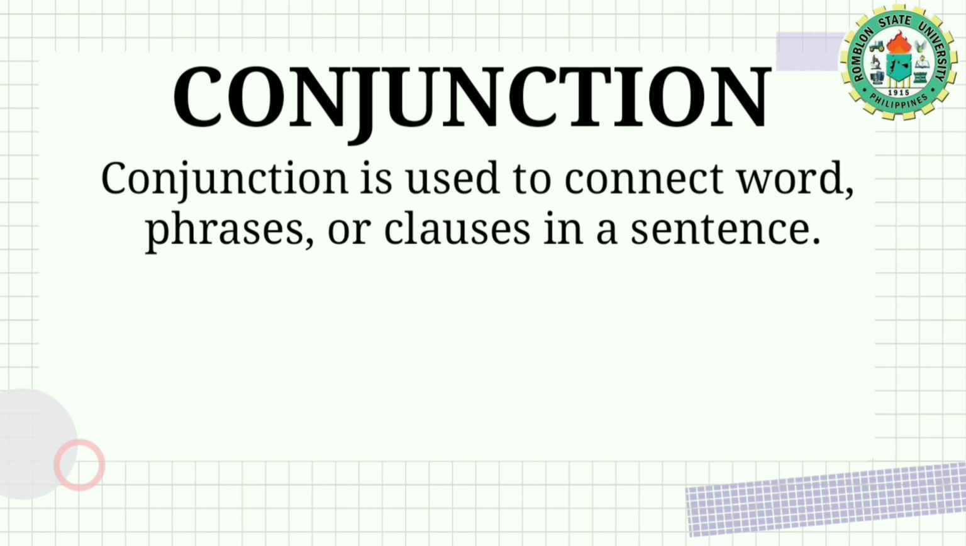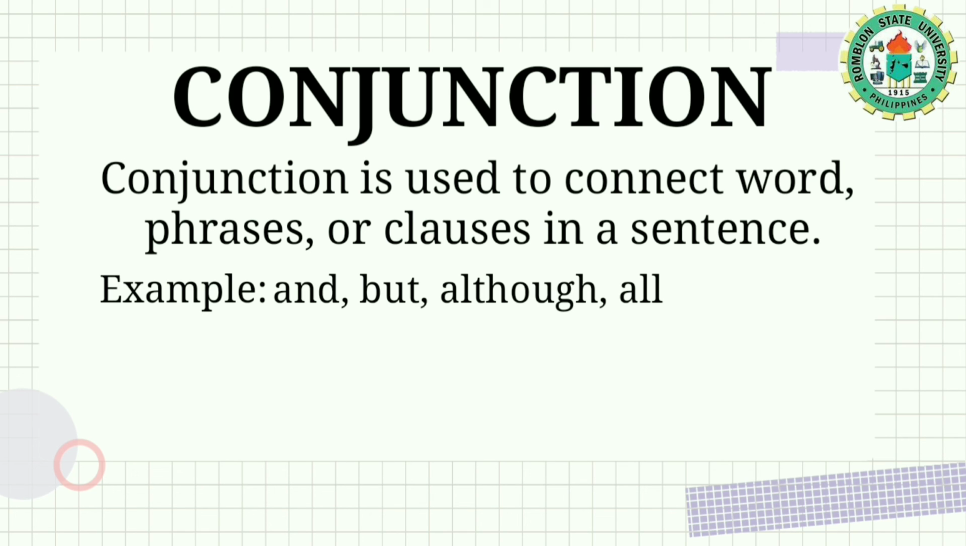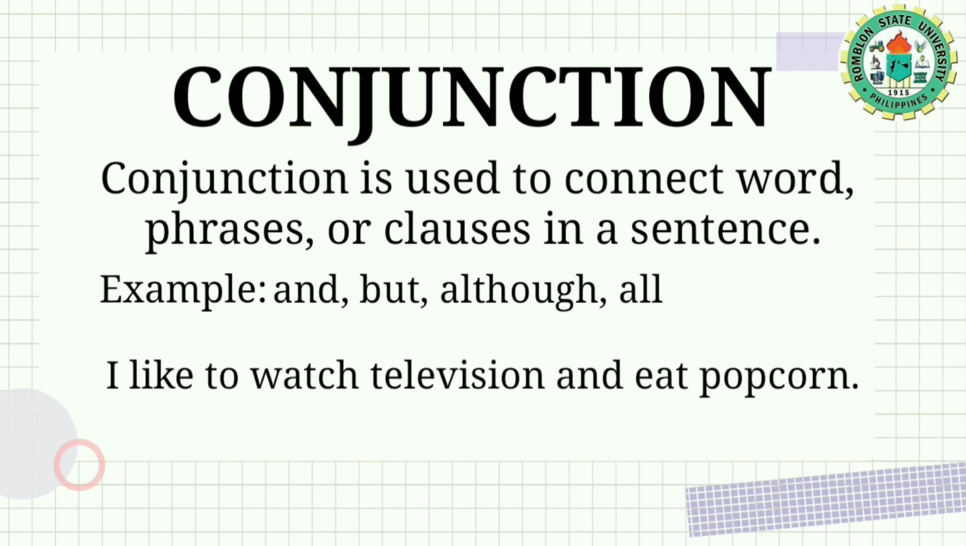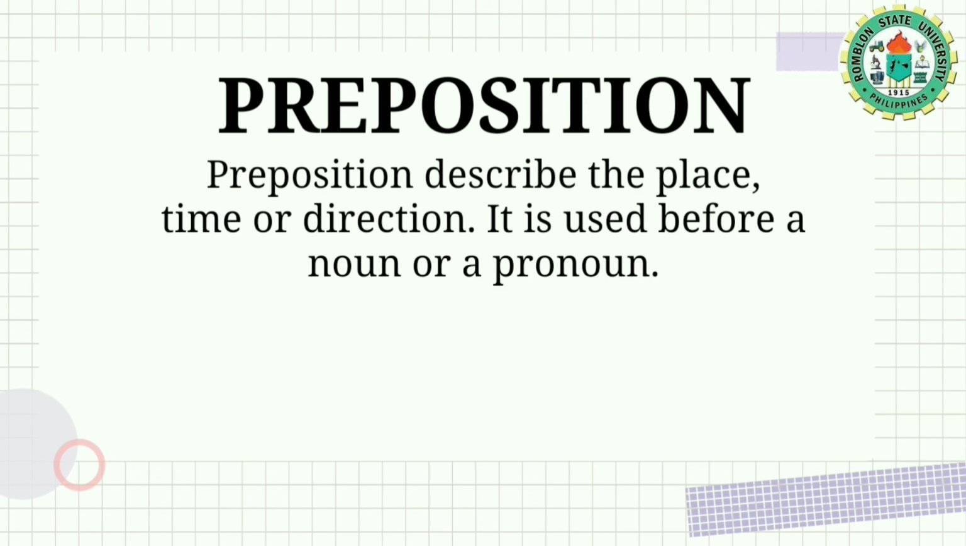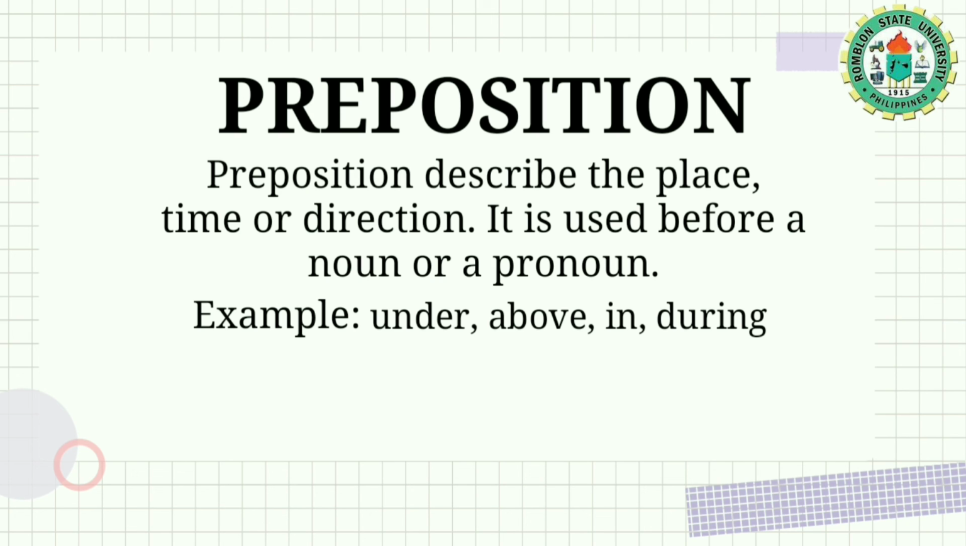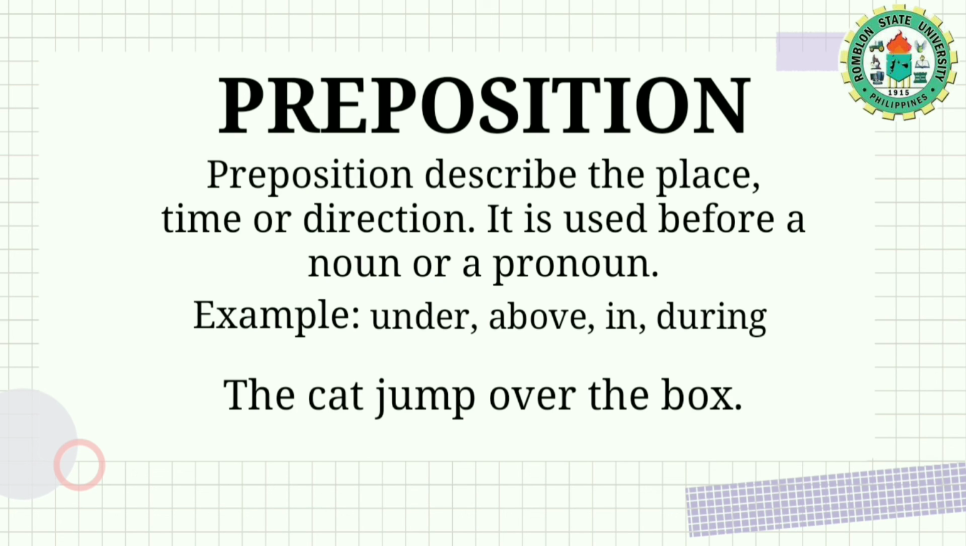Conjunction. A conjunction is used to connect words, phrases, or clauses in a sentence. For example, and, but, although, or. I like to watch television and eat popcorn. The conjunction in the sentence is and. Preposition. A preposition describes the place, time, or direction. It is used before a noun or a pronoun. For example, under, above, in, during. The cat jumped over the box. The preposition in the sentence is over.